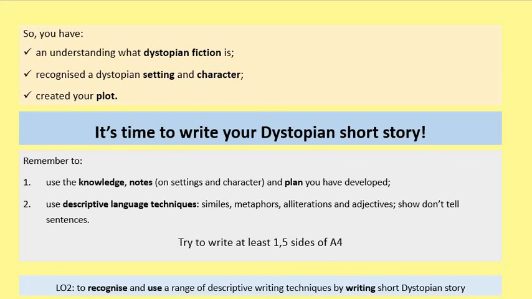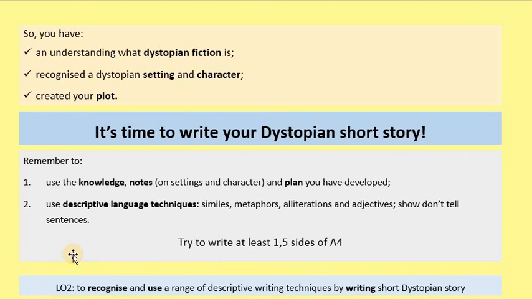Okay, so once you've done that, the first 30 minutes, it is now time to write your dystopian short story. So remember, this is supposed to be the equivalent of 3 to 4 hours of English each week. And guys, it is your final week. So I really, really want 100% effort from you, please. Use the knowledge, the notes and the plan that you've developed today, but also from all the other weeks that we've been doing this.